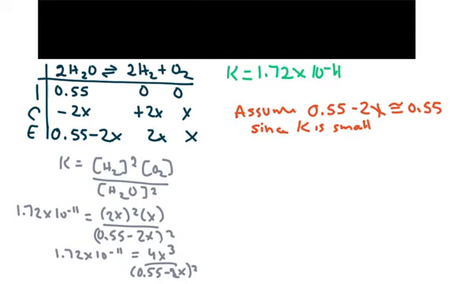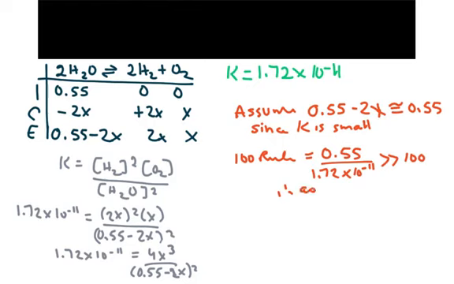Now that I've made an assumption, I'm going to see if the assumption is going to work, so I'm going to do the 100 rule next. So the 100 rule, remember, I'm going to take the assumed value, 0.55, I'm going to divide it by k, and it must be much greater than 100. So I put it into my calculator. It is really big, so much, much greater than 100. And then I'm going to say, therefore, the assumption is warranted. Now again, if I had forgotten what to use there, I might just say assumption's good, and that's fine.